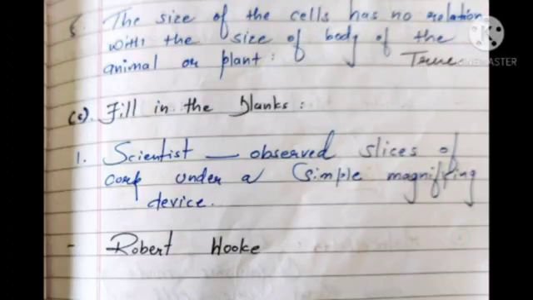Fifth one is the size of the cell has no relation with the size of body, the animal or plant, and the answer is true. Now talking about fill in the blanks, and the first one is scientist dash observed slice of cork under a simple magnifying device, and the answer is Robert Hooke.